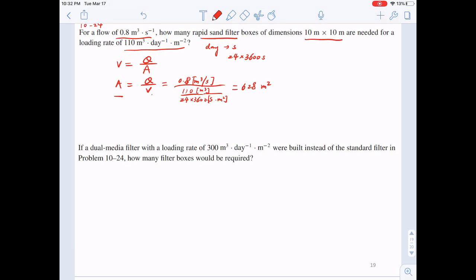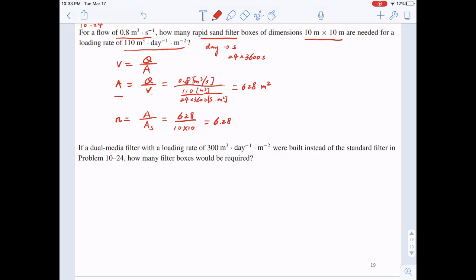We know that each of the boxes has a dimension of 10 meter by 10 meter. Then the total number is just this A divided by the area of each sandbox. Let's use AS here. So that's going to be 628 divided by 10 multiplied by 10, which is 6.28. So here's the problem.